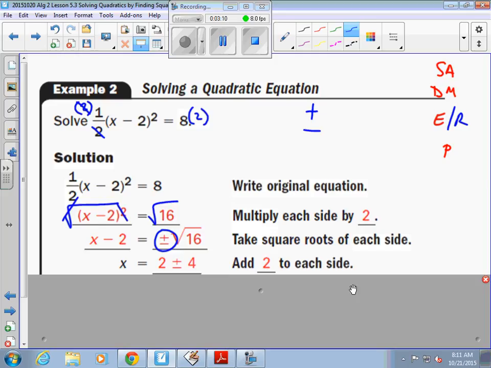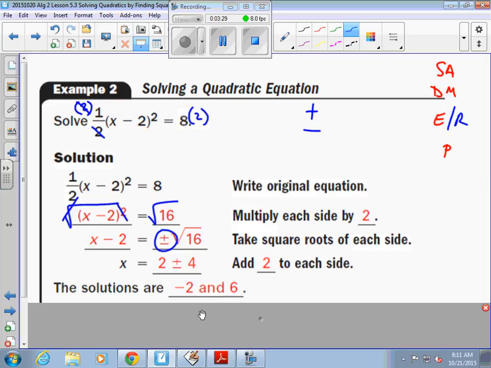There is no more parentheses. You eliminated it when you got rid of the squared by taking the square root. But it becomes x minus 2 again, so add 2 to both sides. That's just a regular Algebra 1 problem. x is equal to 2 plus or minus 4. So if you add 2 and 4, this is where these two numbers come from, negative 2 and 6. If you add 2 and 4, you get 6. If you say 2 minus 4, you get negative 2. That's why the two solutions are negative 2 and 6.